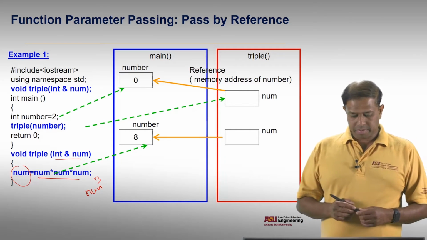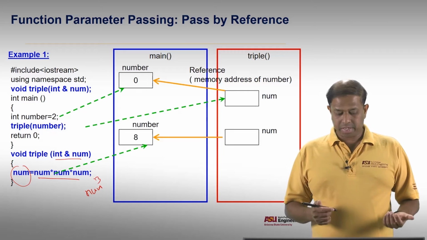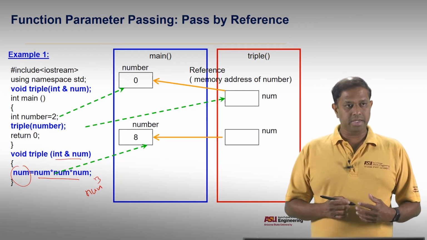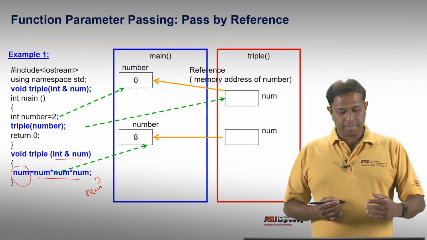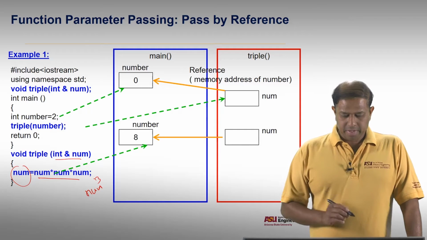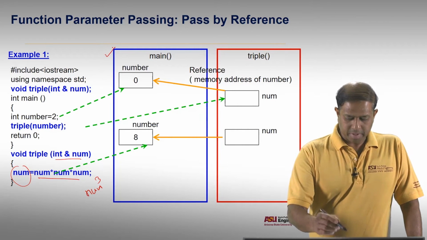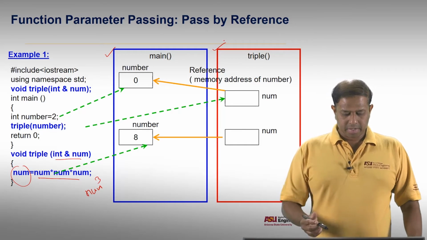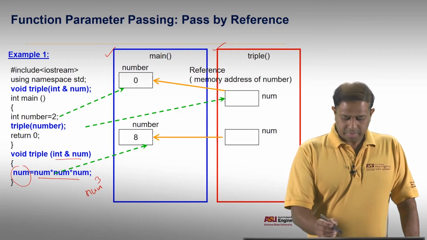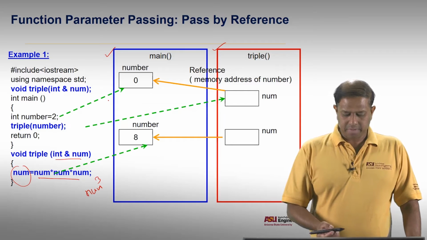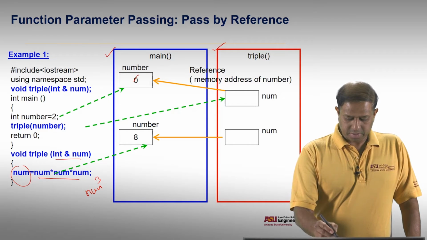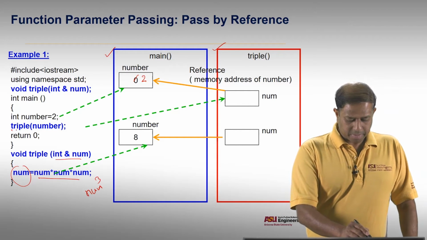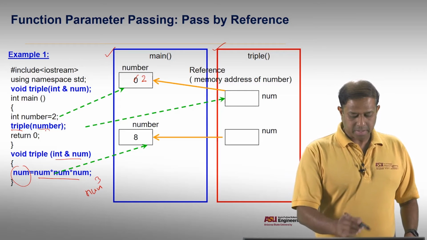Now if I run this program and see what happens here, this is essentially the operation that is happening in this particular program when I'm passing data as a reference, right? When we allocate memory, we know that we allocate memory for the main function and the triple method separately in the computer memory. Inside the main method there's a variable called number. Its initial value is 2, and we are calling the triple function by passing number as the parameter.